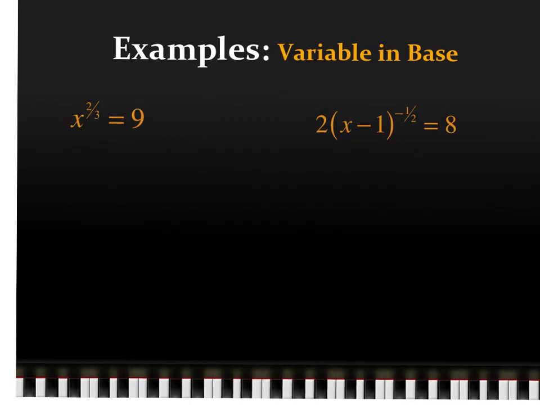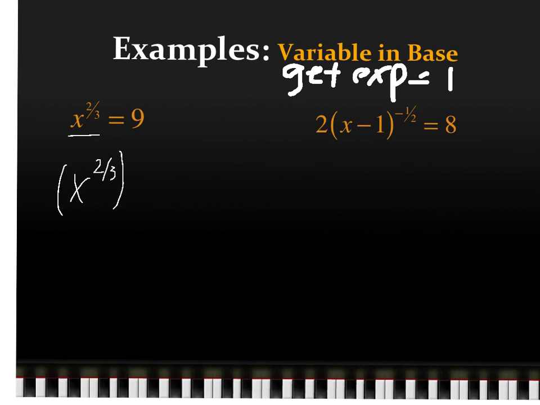So here are two examples of our first type. The variable is in the base. Remember our goal here is to get the exponent to equal 1. So our first example there says x to the 2/3 equals 9. What you want to do first is isolate the variable, which in this case it already is. The x to the 2/3 is over here by itself. In order to get an exponent of 1, I'm going to take x to the 2/3, set that equal to 9.